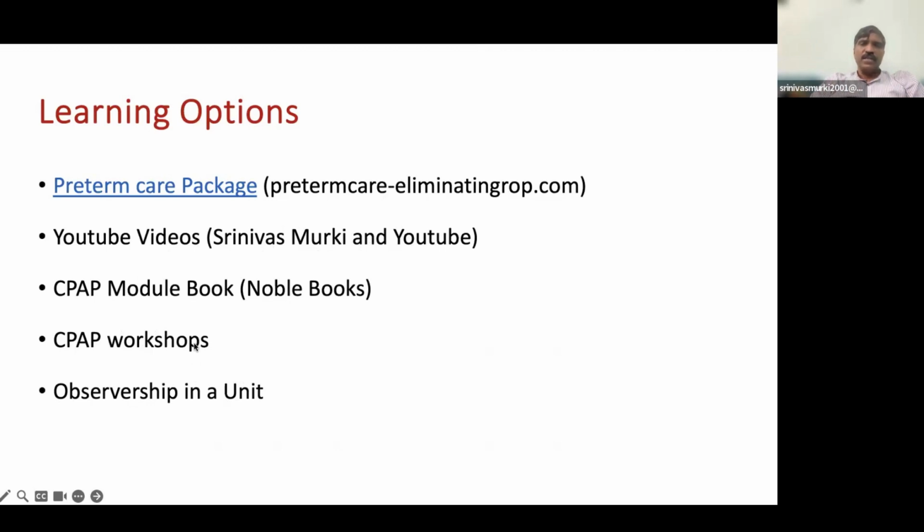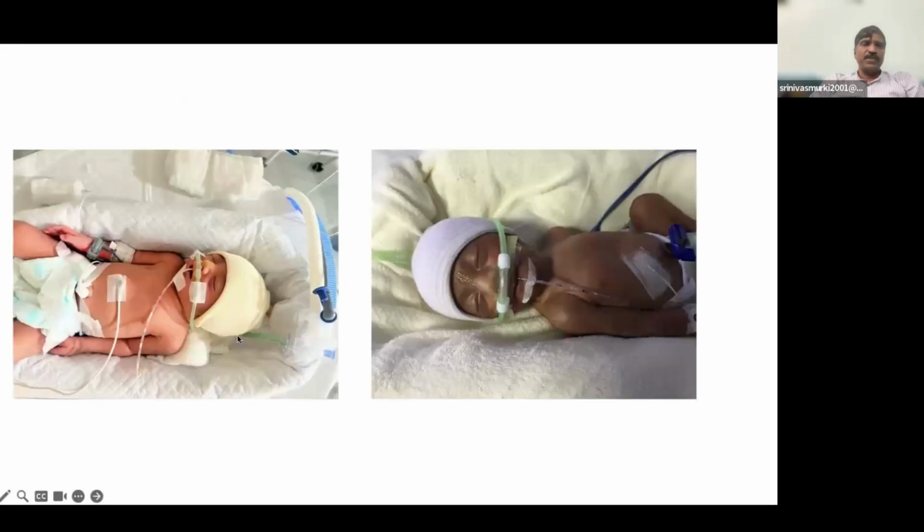You can learn a lot of CPAP and nasal IMV. The best way would be to observe for 15 days in a unit so that you learn a lot of the art and science of CPAP when you work in depth in the unit. So these are some of the options for all of you to learn how to do CPAP. Some more tips.